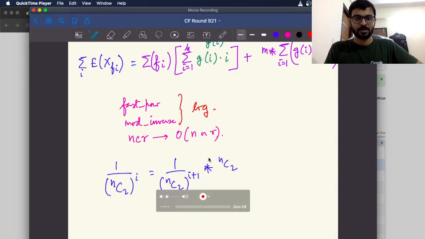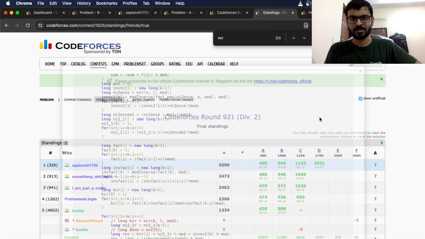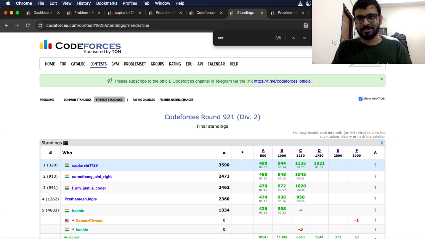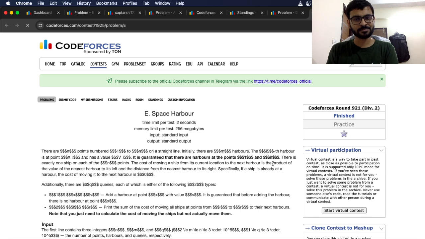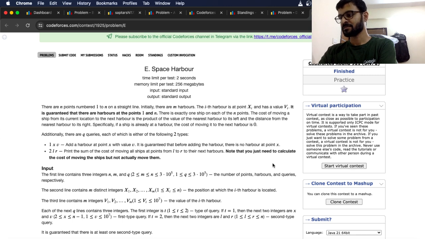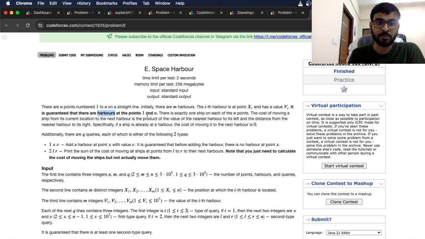Now, there is this last problem. This has been a long session, but still I'll touch upon the last problem since I mentioned it. Please take a look at this problem. I'll just give an outline of this. It basically says that there are n points numbered 1 to n on a straight line, and m harbors. This is question E of Div2.